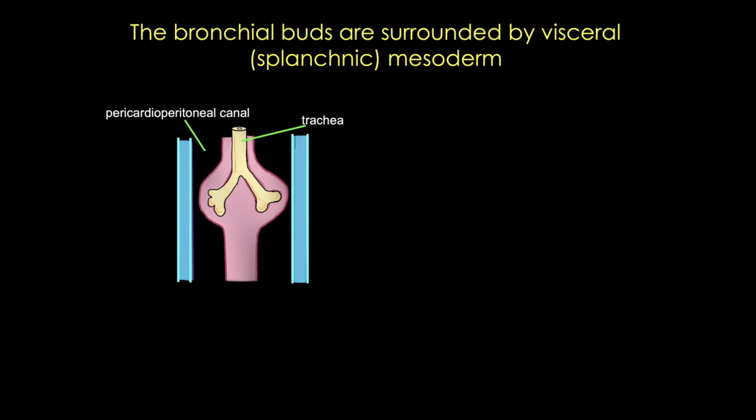So just as the tracheal endoderm was surrounded by visceral mesoderm, it turns out that these lung buds are also ensheathed in visceral mesoderm. Now remember from gastrulation that lateral mesoderm splits into somatic and splanchnic components, or parietal and visceral components, and the splanchnic component forms serous membranes surrounding viscera. More laterally, you'll see that parietal or somatic mesoderm.